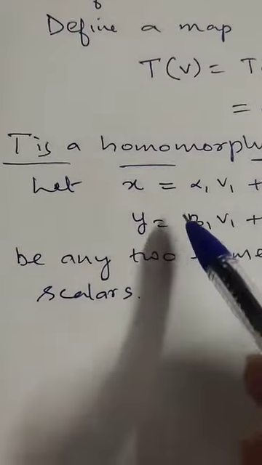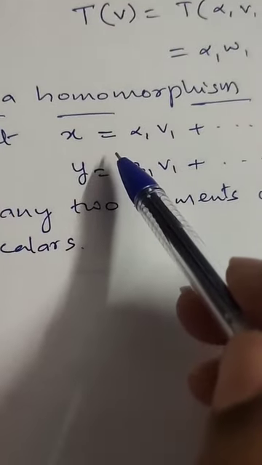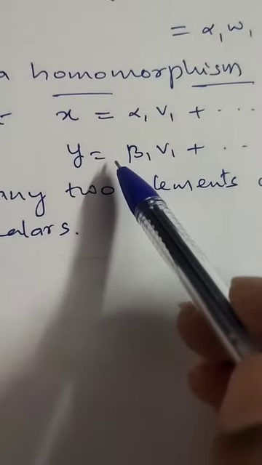For this, what do we have to take? You have to take any two elements in V, say x and y are any two elements in V.